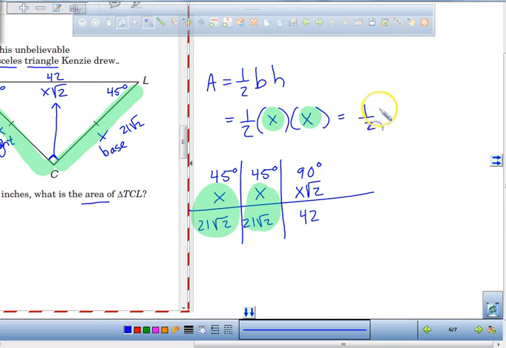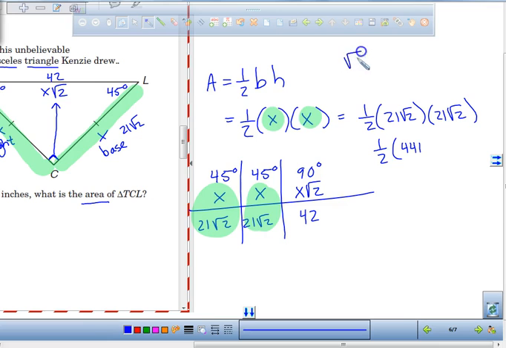You do 1/2 times 21 radical 2 times 21 radical 2. Now you can type that all in the graphing calculator if you want to. Watch this. Check this out. Does anybody know what 21 times 21 is equal to? 21 squared. 441 is right. Does anybody know what radical 2 times radical 2 is equal to? Radical 4. Well, what's radical 4 equal to?